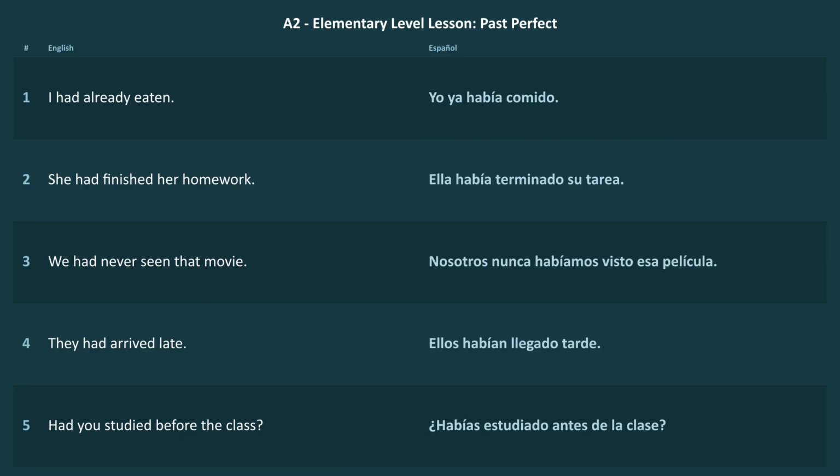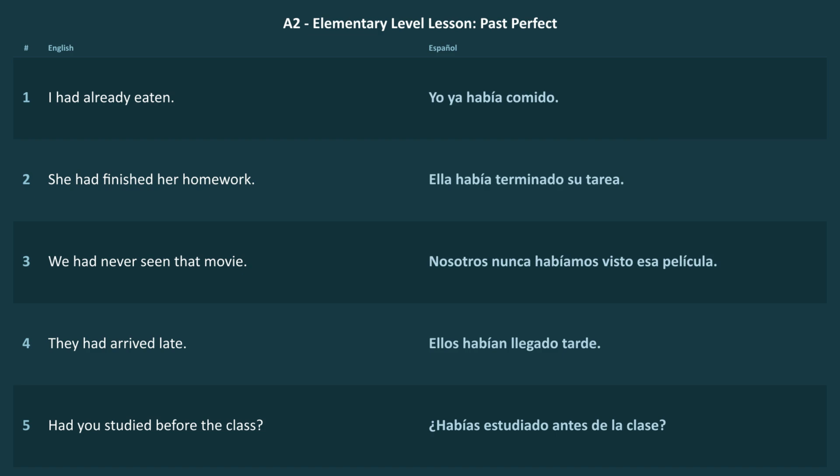And Spanish builds this in a very friendly way. You use the imperfect of haber plus a past participle. In plain English, había, habías, había, habíamos, habían, plus a word like comido, hablado, vivido, terminado, visto. So the pattern is very stable. Think of it like this. Haber is the time machine and the participle is the action. Put them together and boom, you're in the earlier past.